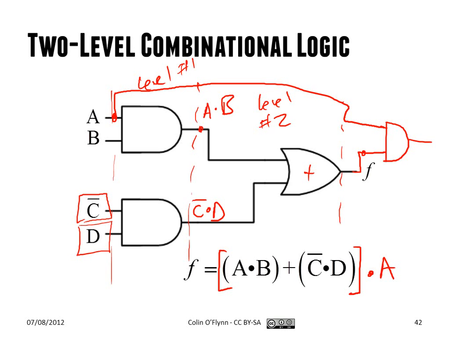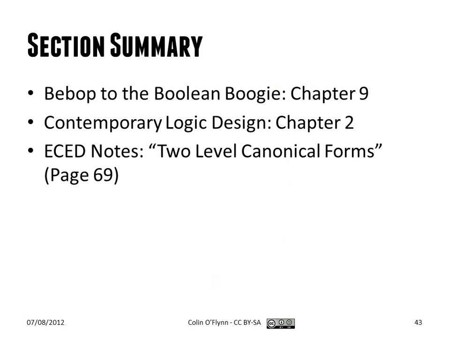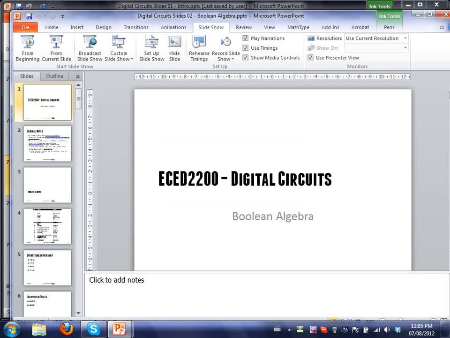Often you can break this down. For example, we could move this A, distribute it to get back to two-level combinational logic, which is what we'll also talk about later when we're dealing with hazards and stuff. We'll always want to get to the two-level form.